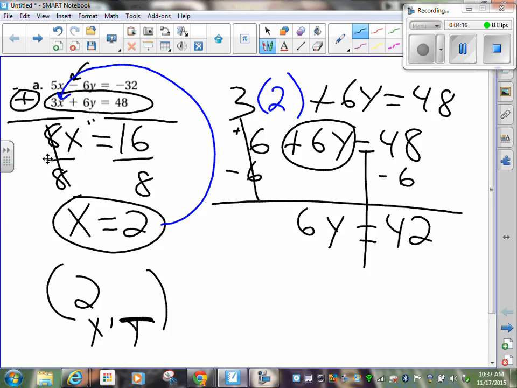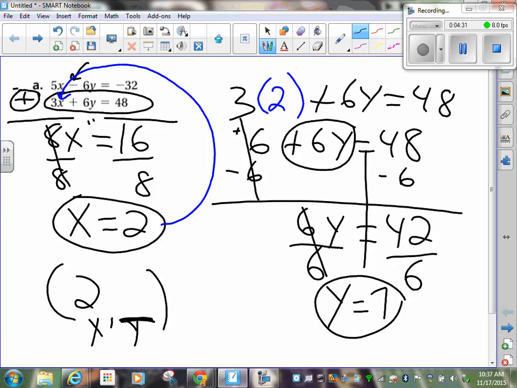Number next to letter, we're going to divide. You agree with that? Divide, you agree? Good. Okay, divide both sides by 6. And we get y equals 7. And then I just go ahead and insert it right there. Now I have my point of intersection.